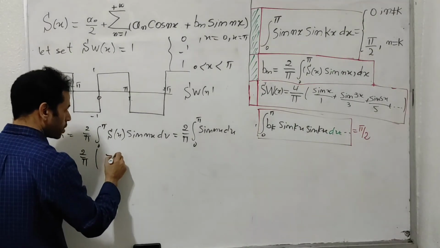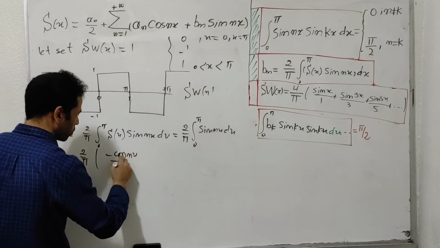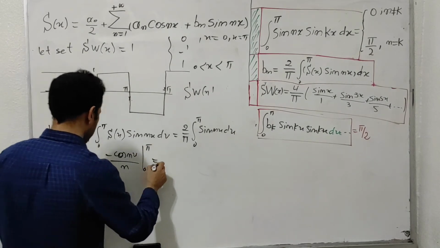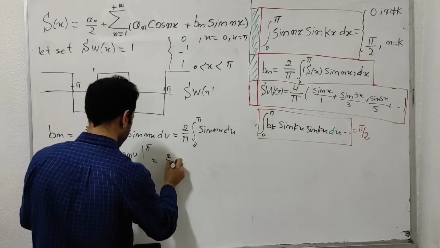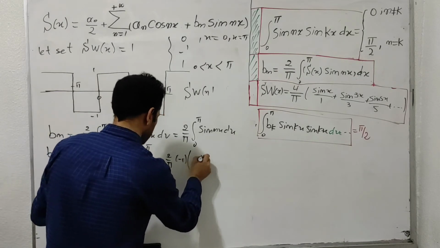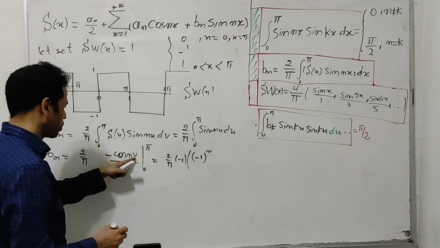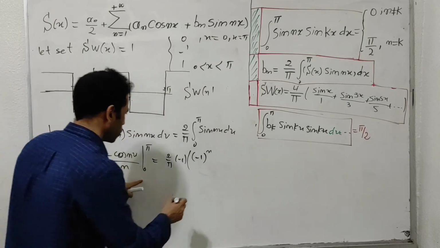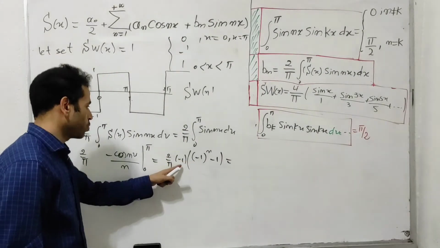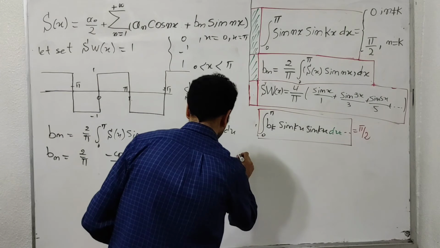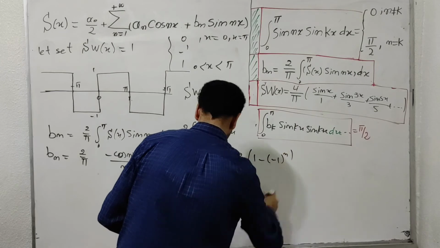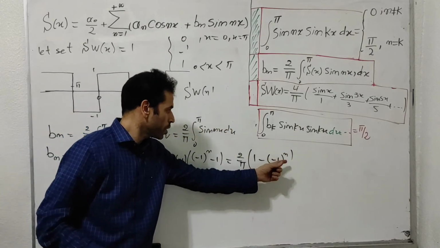I'm going to calculate this integral. I will have minus cosine nx over n, bound from 0 to pi. By taking the minus sign outside, I will have 2 over pi times minus 1. By replacing x with pi, I will have minus 1 to the n. By replacing x with 0, I will have minus 1. By multiplying both terms with the minus sign, I will get 2 over pi multiplied by 1 minus (-1) to the n. If you take a look at this term, now I will have two cases.